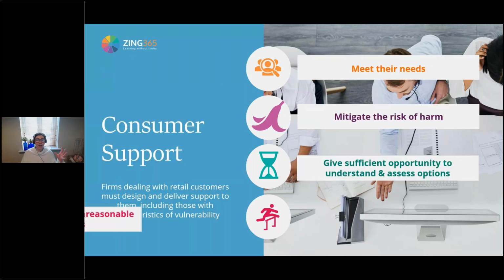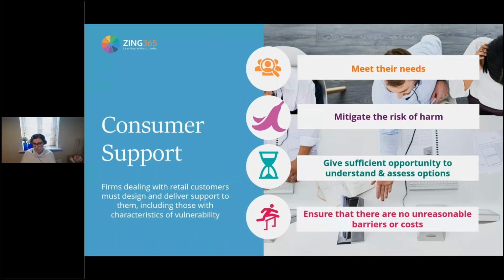And finally, our outcome number 4. So this is, of course, the emphasis on our customer support. This is pre, during, and after sales.